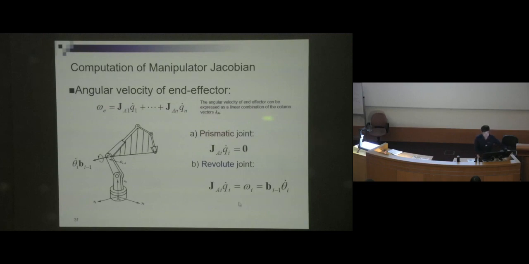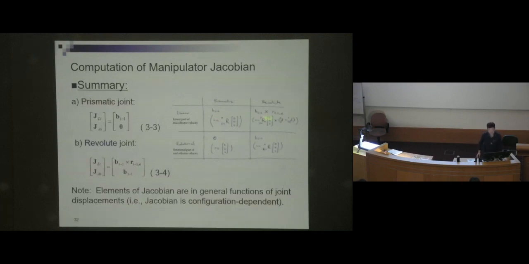The angular rotation vector, which is your omega i. So your omega i is always equal to b i minus 1 qi dot. We can sum them up together. If we sum them up together, we can actually form a table over here. So this table is kind of convenient when you want to determine the Jacobian of a robot manipulator. So I'm going to illustrate the determination of the manipulator Jacobian using an example.